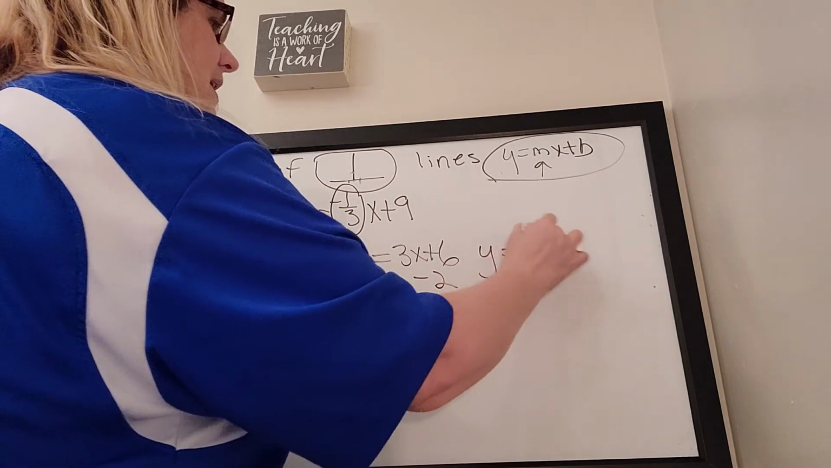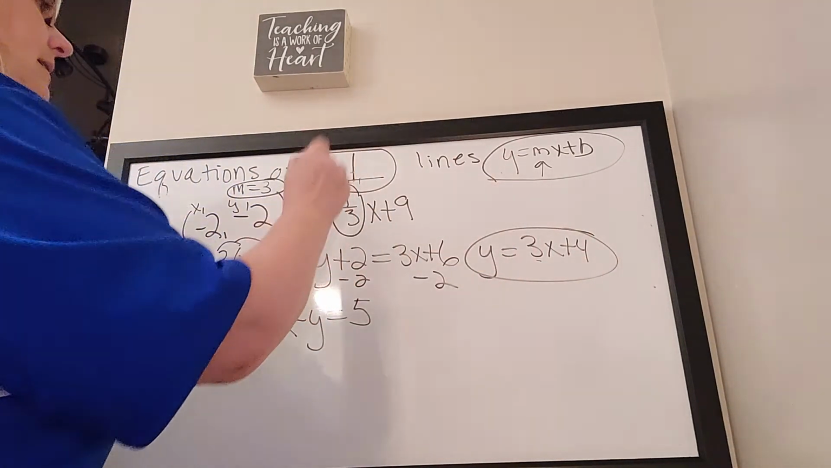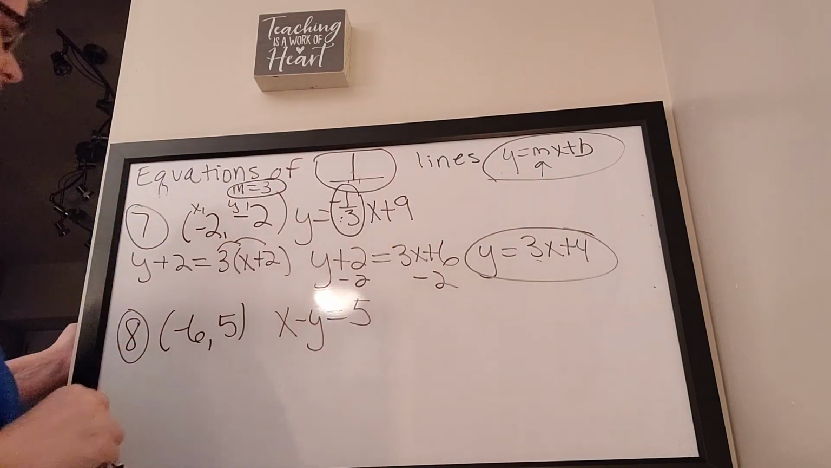Y equals 3x plus 4. 3 is the opposite reciprocal of this slope, so they are perpendicular.